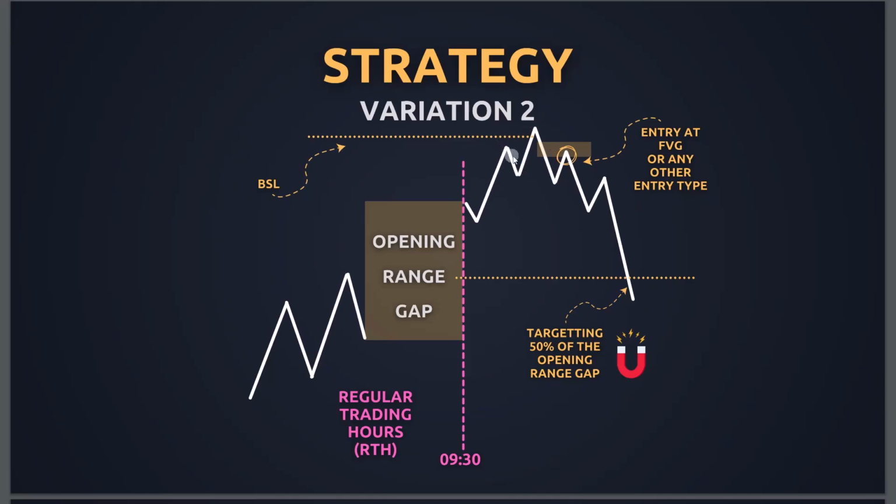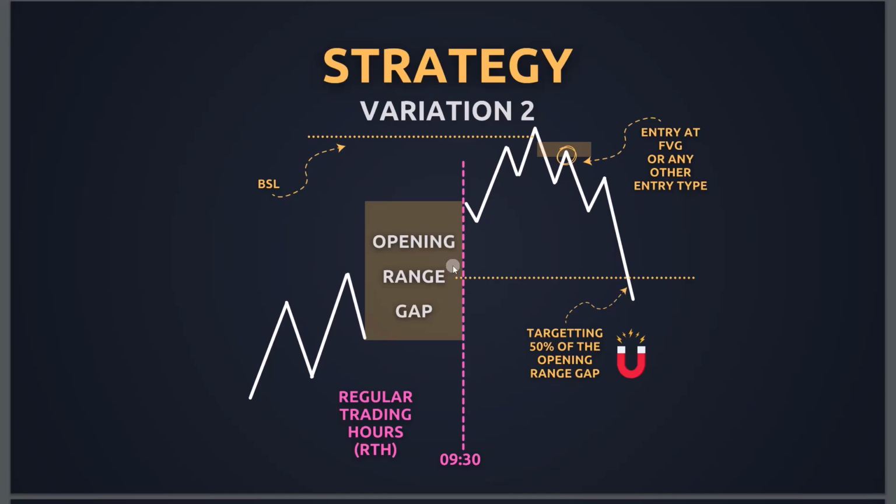If I see a type of entry to the downside and it looks like, oh, the market is turning bearish, in this case, what I can do is enter from this fair value gap right here, targeting what? 50% of the opening range gap. And why? Because it's still a magnet to price. Price will still fill that opening range gap. So I could enter here targeting this, and this would be a fair value gap.